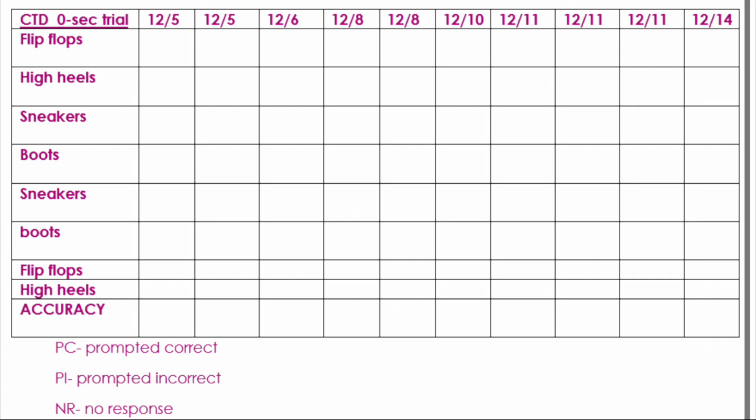So this is the data sheet for constant time delay 0 seconds. So that means that whenever you do each of the shoes, you'll fill in how she responded to it. So prompted correct means she answered correctly after you gave her the prompt, PI would be prompted incorrect as she didn't do it, and then if she didn't give any response, you'd put NR in the box.